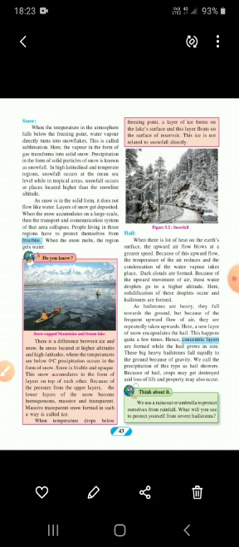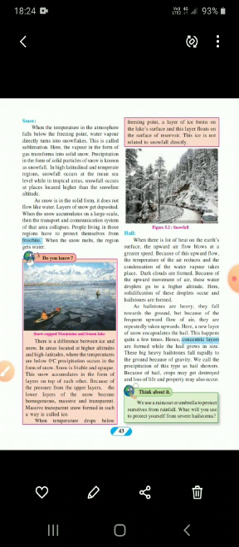I am repeating once again, when the temperature in the atmosphere falls below freezing point, water vapor directly turns into snowflakes. This is called sublimation. Here the vapor in the form of gas transforms into solid snow. Precipitation in the form of solid particles of snow is known as snowfall.